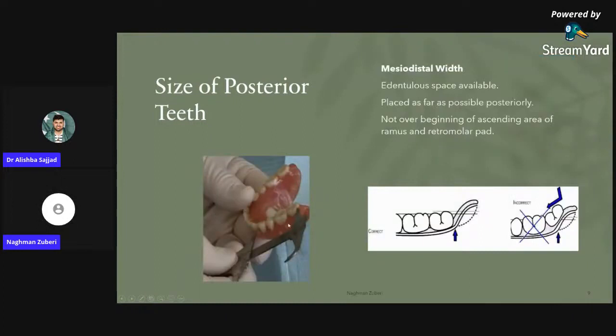For the posterior teeth size, the mesiodistal width is also important. We need to fill the edentulous space available, but keep in mind that though you are placing it as far posterior as possible, do not place it over the beginning of the ascending ramus or in the retromolar area. Otherwise, the dentures are going to slip. We will discuss it in detail when we discuss the second part next week. What are the do's and don'ts?